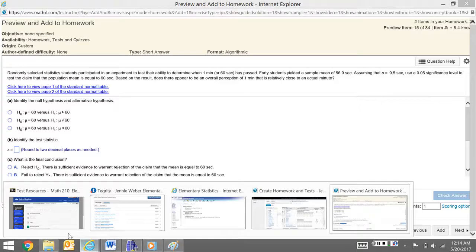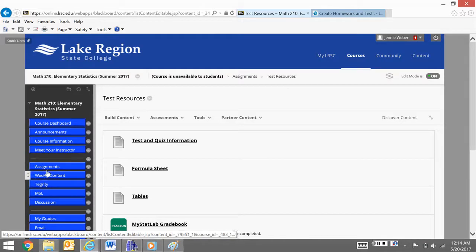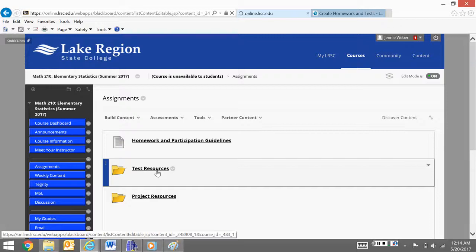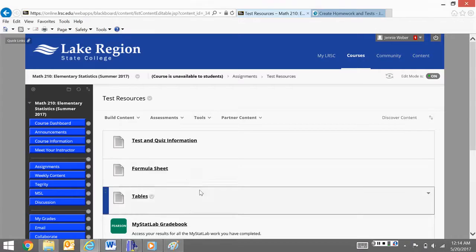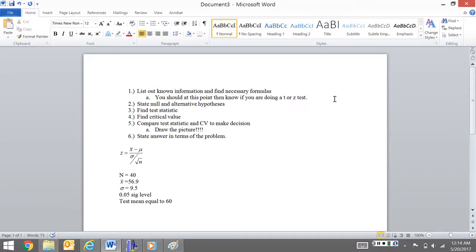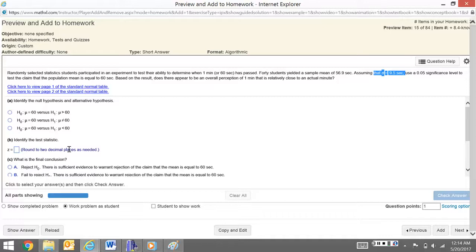So remember, you can download all the formulas here under assignments, and then test resources. There's a formula sheet, and I pulled the formula we need already, and then I've listed the information from the problem. Okay, so I'm going to start by doing my null and alternative hypothesis. Well, what do I want to test? I want to test that it's not equal to 60 and that it is equal to 60. Remember, the null is always equal to 60. You can see that's all three choices.